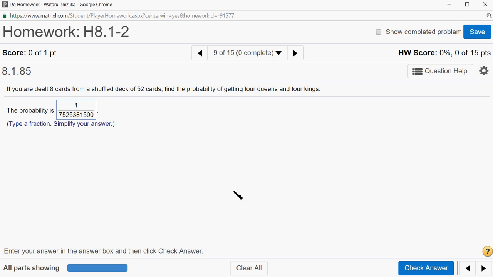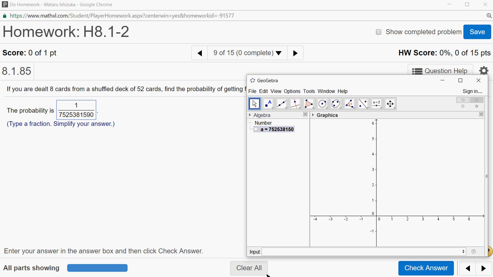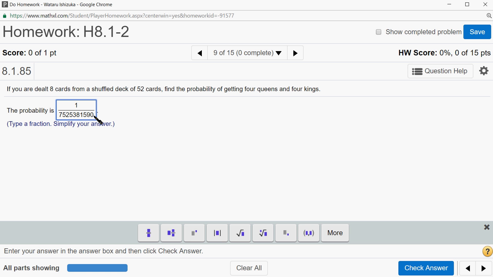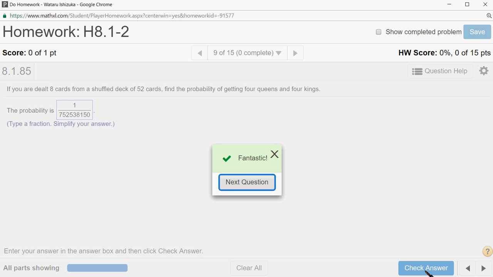Alright, 752, 538, oh, see, I put the wrong number there. Alright, so let's check the answer. Got that? So the computations are correct, I just didn't type it in correctly. Alright, that's it. I hope that this was clear.